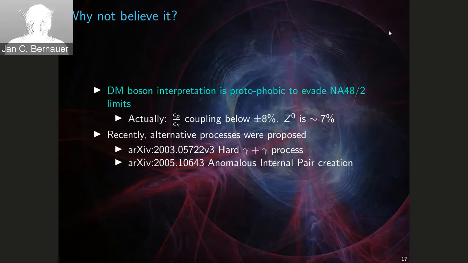I'm not sure if this was a time issue or whether it doesn't explain it. It just doesn't make a statement to it. The second one, you have anomalous internal pair creation. I have to say I did not fully understand the paper, but as far as I can get from it, it does not make a prediction about the strengths, just points out a possible way to produce this. Again, nuclear physics is a little bit messy. Would be nice to have a clean channel.